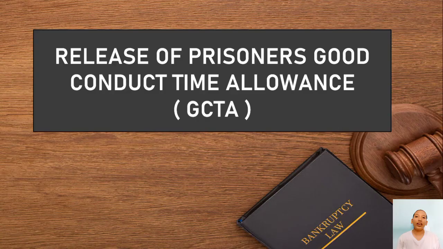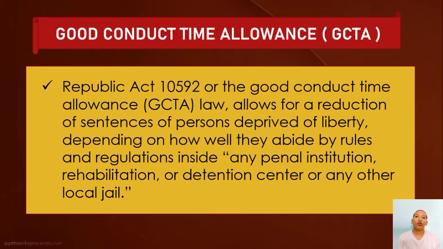So next is the release of prisoners: Good Conduct Time Allowance, or GCTA. Republic Act 10592, or the Good Conduct Time Allowance or GCTA law, allows for a reduction of sentences of persons deprived of liberty depending on how well they abide by the rules and regulations inside any penal institution, rehabilitation or detention center, or any other local jail.